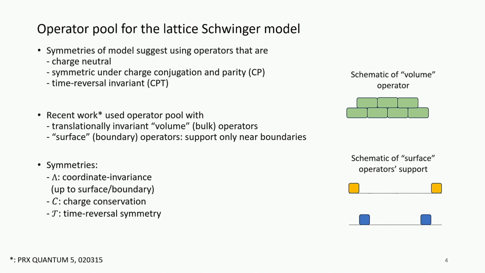Now, therefore, the symmetries of the problem consist of coordinate or translation invariance. Now, note that this is up to the boundaries of the system, because our model does have open boundary conditions. Another symmetry is the charge conservation in the system. And then we also have the time reversal symmetry in the system.